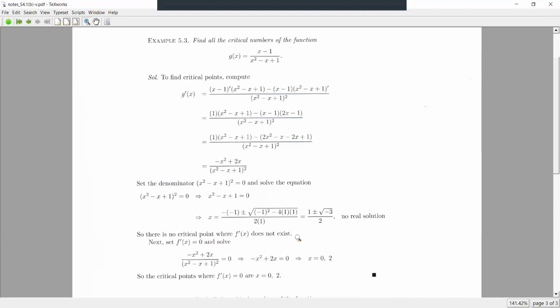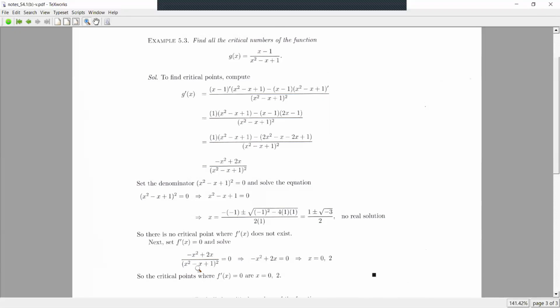In calculus, all the numbers are real numbers. Calculus only considers real numbers. So no critical point where derivative doesn't exist. Okay, now next, I set derivative to 0. Here, I have a typo. This should be g derivative. Set derivative to 0 and solve this equation.